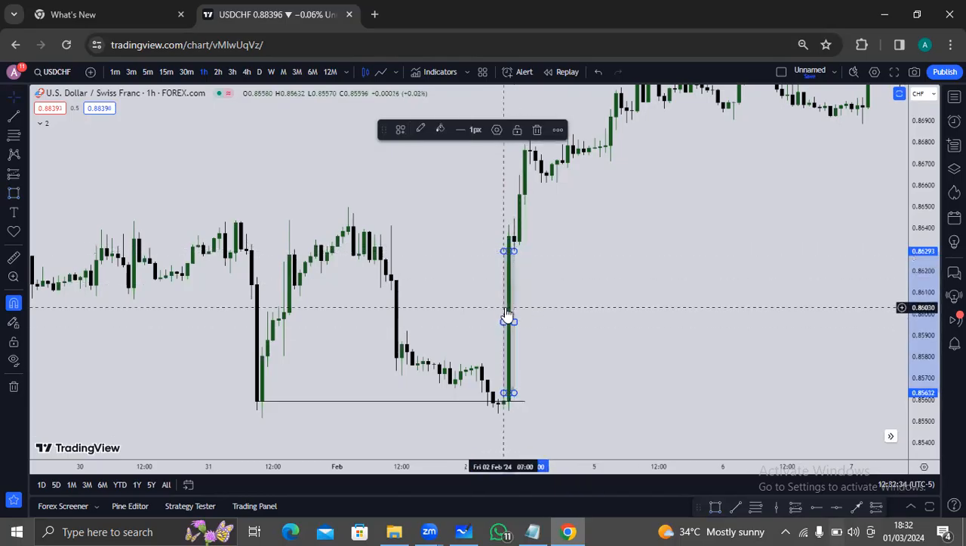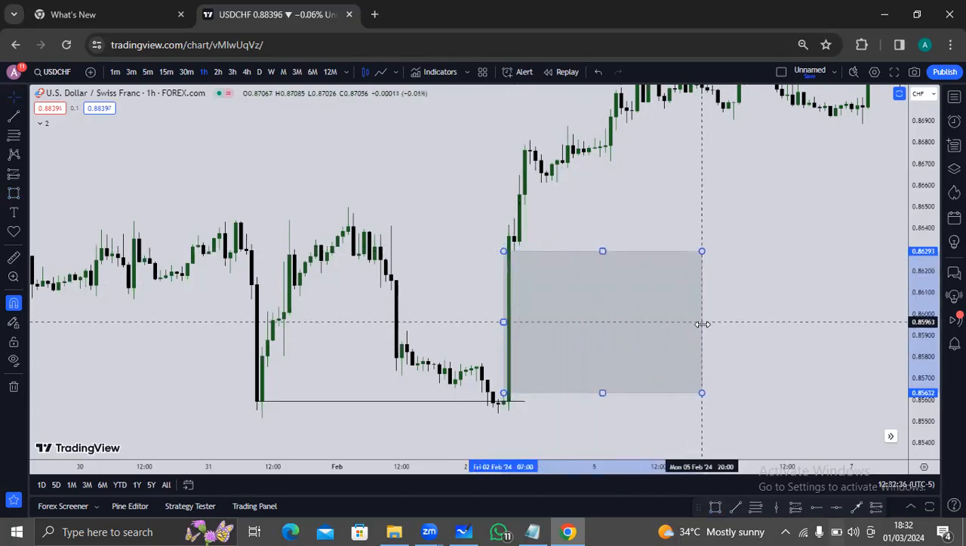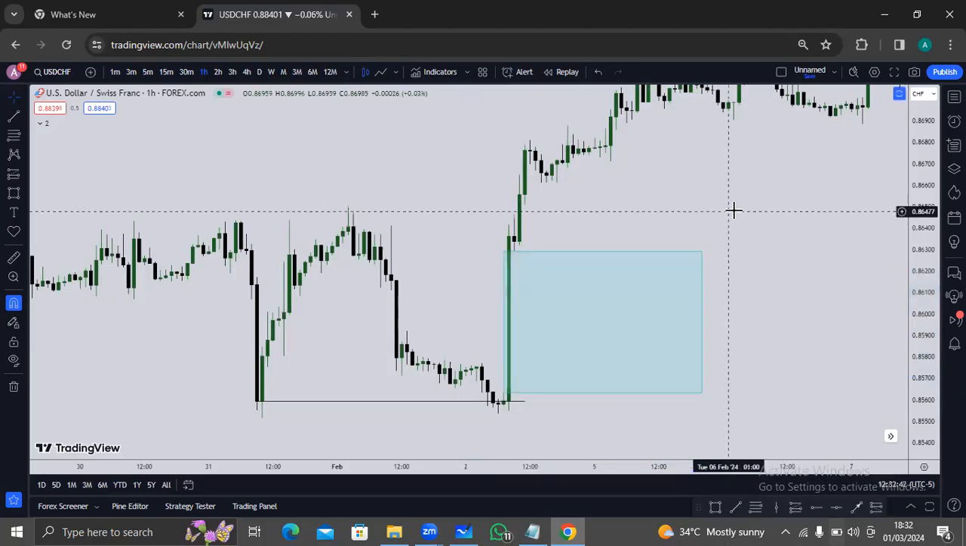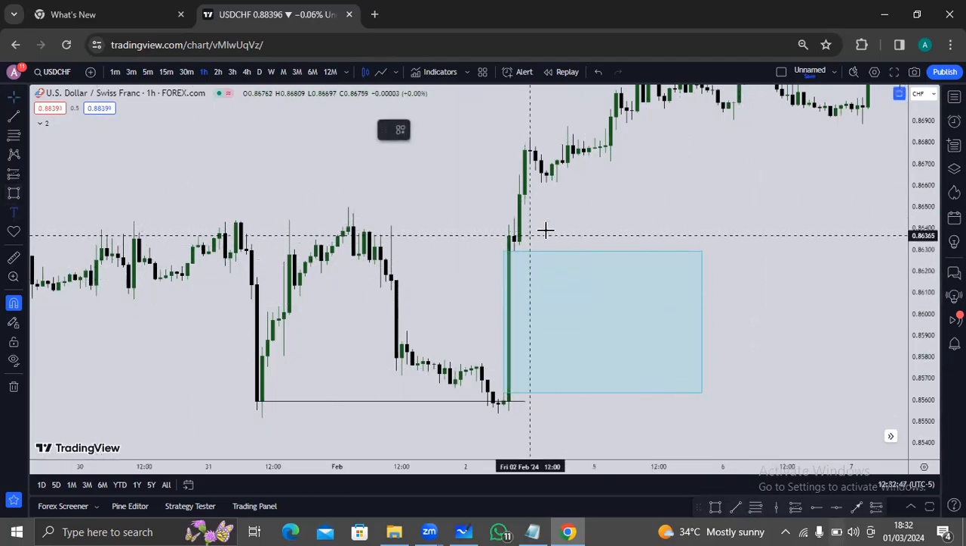So if this is a bullish void, what is it going to be called? Remember, I gave you the names of both bearish void and bullish void. So if it's a bullish void, what is it going to be called? Remember, before I write it down, you can pause the video because I'm about to write it down.